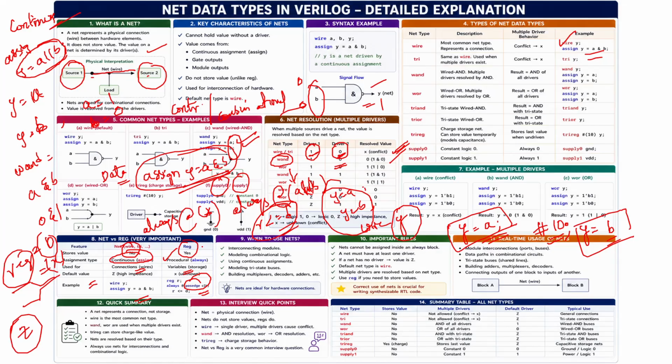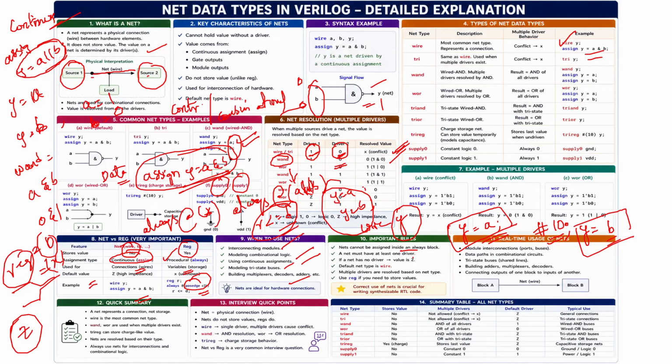This is where we can use wires: interconnecting modules, combinational circuits, continuous assignment, and tri-state buses. In all these cases we use wires to build the multiplexer, demultiplexer, decoder, adders, half adder, full adder. A wire cannot be assigned inside the initial begin block or always block. Always and initial blocks are used for procedural assignments, not continuous assignment.